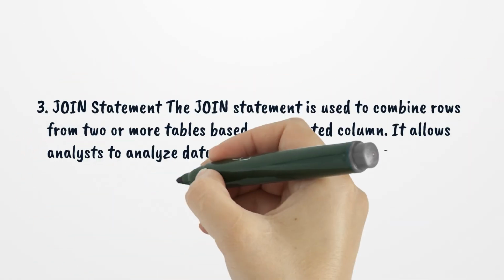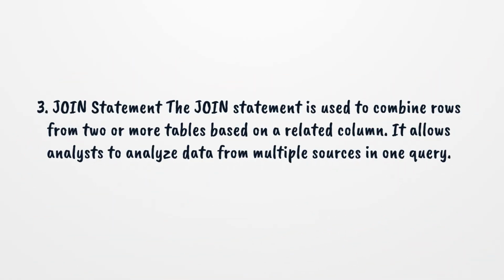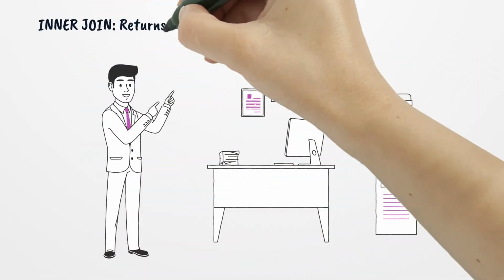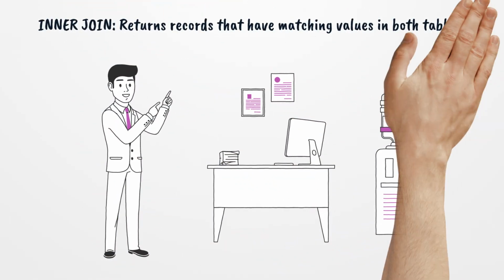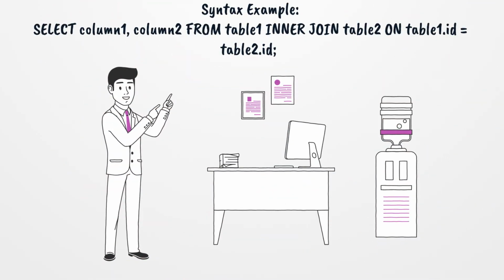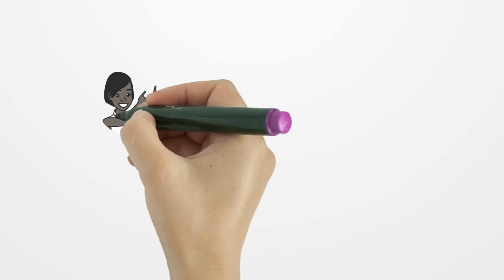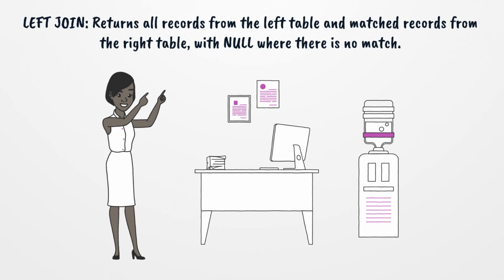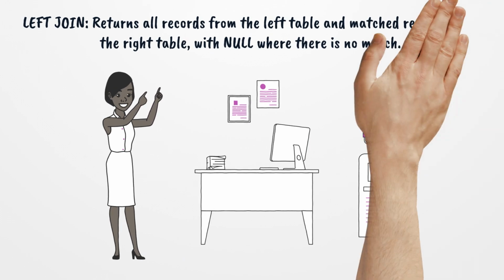Join statement. The join statement is used to combine rows from two or more tables based on a related column. It allows analysts to analyze data from multiple sources in one query. Inner join returns records that have matching values in both tables. Syntax example. Select column 1, column 2 from table 1 inner join table 2 on table 1.ID equals table 2.ID. Left join returns all records from the left table and matched records from the right table, with null where there is no match.